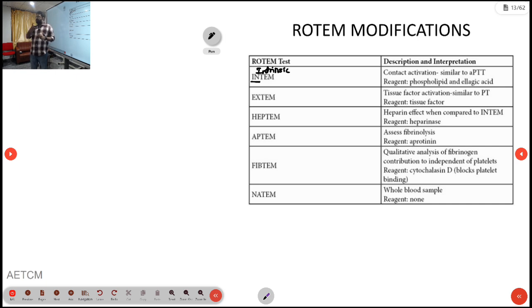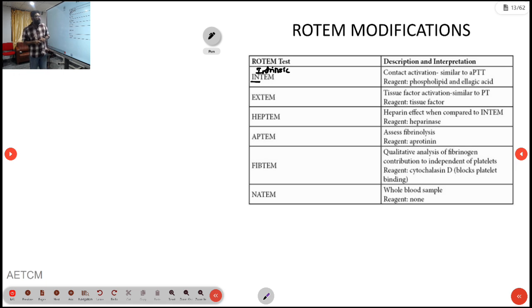Initially, in the ER setup, why do we need to use all these things, INTEM, EXTEM, HEPTEM, APTEM and all? You have already mentioned the trauma rapid TEG. All others are just additional ones which we use in the basic settings, not completely based on the ER. They are the different modifications which are present in TEG and ROTEM, just for completion's sake.